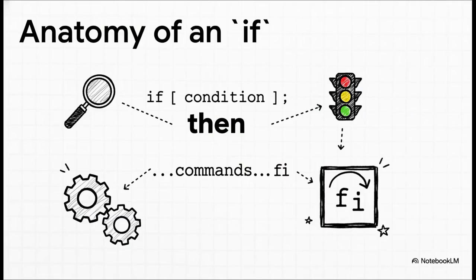The if with the square brackets, that's your test. The then keyword is like the green light. It says, okay, that test was true, so let's do this next part. Then you have your action, what you actually want to do. And finally, every single if block has to end with fi, which, hey, is just if spelled backward. A neat little trick to help you remember.